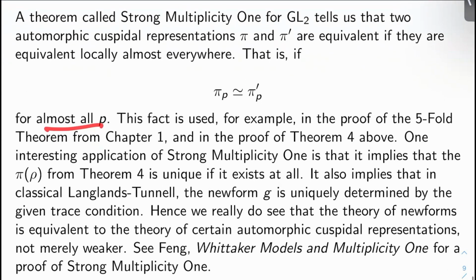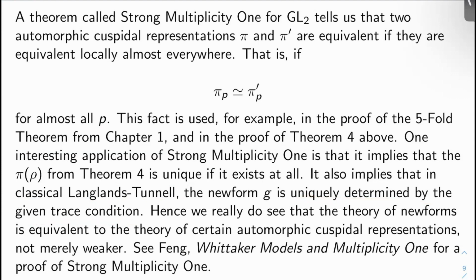For example, this theorem, it turns out, is used among other places in the proof of the five-fold theorem from chapter 1, way back in my playlist, and also in the proof of theorem 4 above, the one from this video. Another interesting application of strong multiplicity 1 is that it implies that the pi of rho from theorem 4 is unique if it exists at all. It also implies that in the classical Langlands tunnel statement, the newform G is uniquely determined by the given trace condition on it that we gave.